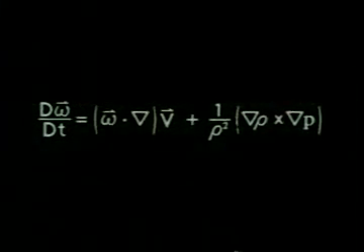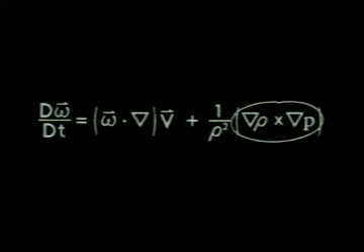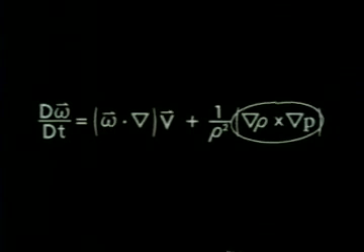Omega is the vector vorticity, v is the velocity, and p is the pressure. d omega dt is the rate of increase of vorticity of a moving parcel of fluid. The last term shows that the vorticity can be generated through the interaction of the pressure and density fields. This equation can be solved under certain circumstances to yield flow patterns corresponding to the experiments we have just seen. Here's the pattern for the first of these.